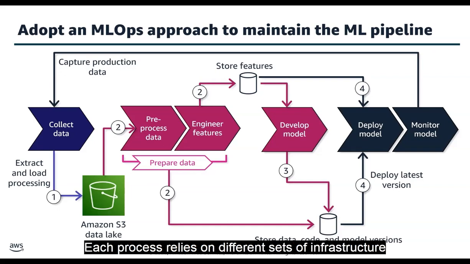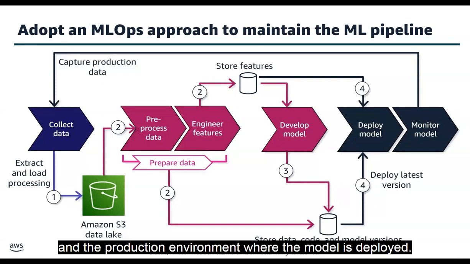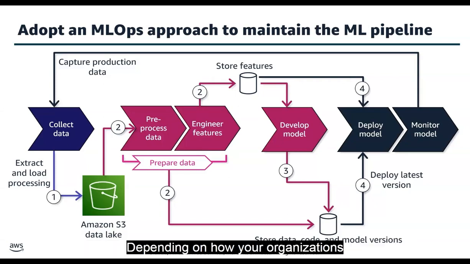Each process relies on different sets of infrastructure that someone is responsible for maintaining, optimizing, and securing access to. This includes the resources that are required to extract and load the data into the lake, the processing environment where the data is prepared for training, the model development environment where the model is trained, and the production environment where the model is deployed. Depending on how your organization assigns these responsibilities, deploying updates to an ML solution can quickly become complex to manage. Automation of these processes not only streamlines updates, but reduces the chance of human error across these integrated activities.